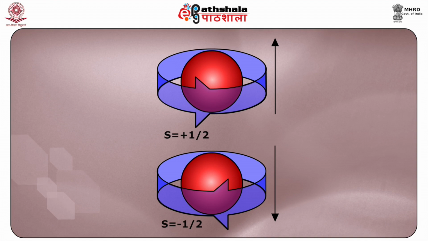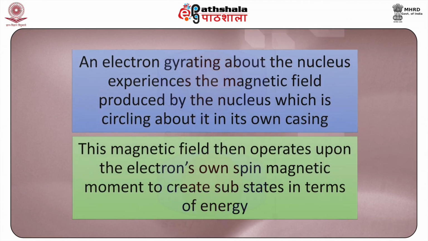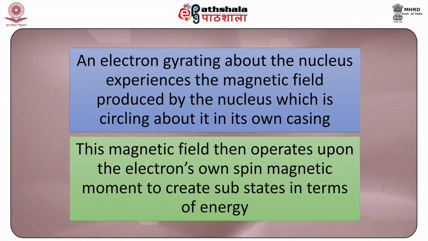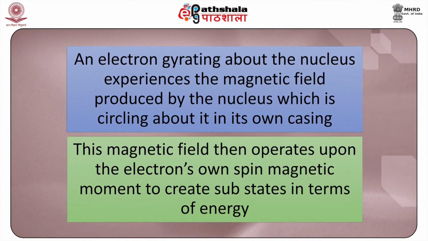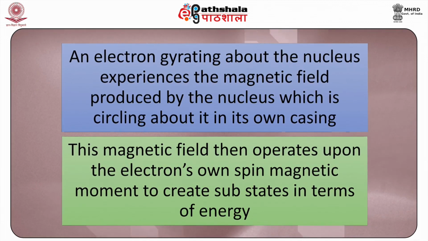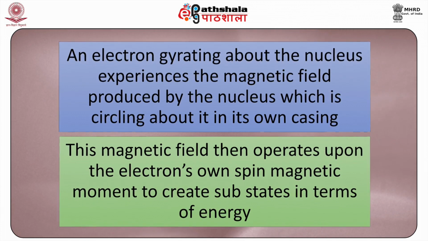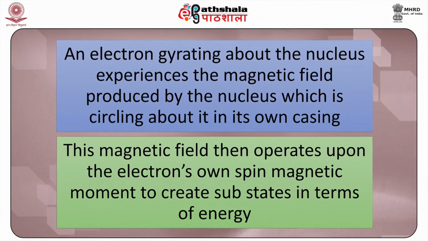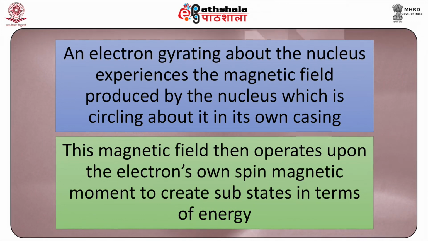The splitting of many spectral lines in the electronic spectra can be analyzed with the presence of spin angular momentum. An electron gyrating about the nucleus experiences the magnetic field produced by the nucleus, which is circling about it in its own casing. This magnetic field then operates upon the electron's own spin magnetic moment to create substates in terms of energy.